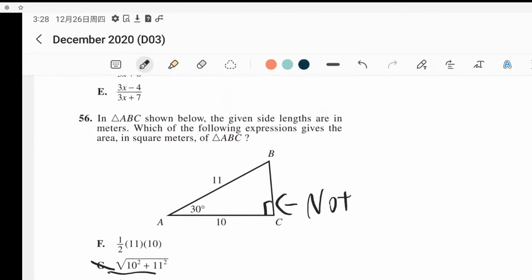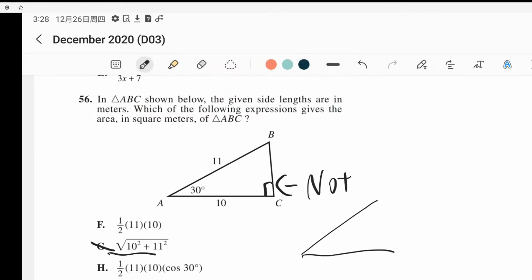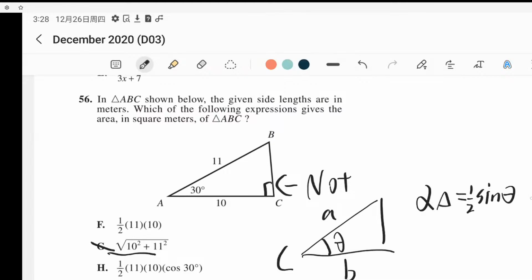So for a triangle given A, B and C, angle C, and we're given angle zeta, we will have the area of the triangle equals 1/2 sine of zeta multiplied by A and B. This is a very useful equation to solve for triangles, considering we know their areas or not.